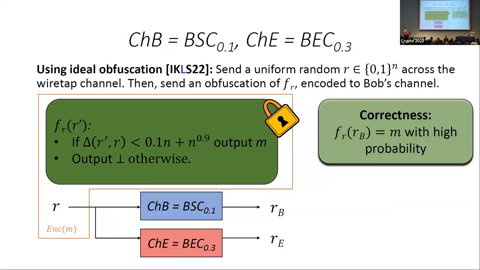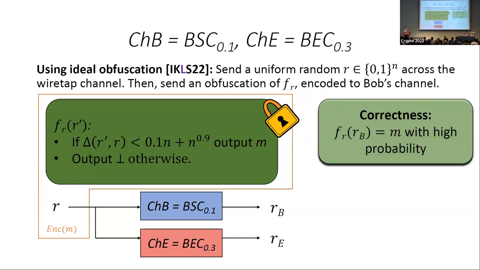So let me review the construction idea for a wiretap coding scheme from last year's work, where we assumed ideal obfuscation. Again, Bob's channel is BSC 0.1, Eve's channel is BEC 0.3. What is the encoding scheme? The encoding scheme consists of a uniformly random chosen string R and an obfuscation of the following Hamming ball circuit. This Hamming ball circuit has hard-coded in it this randomly chosen string R.